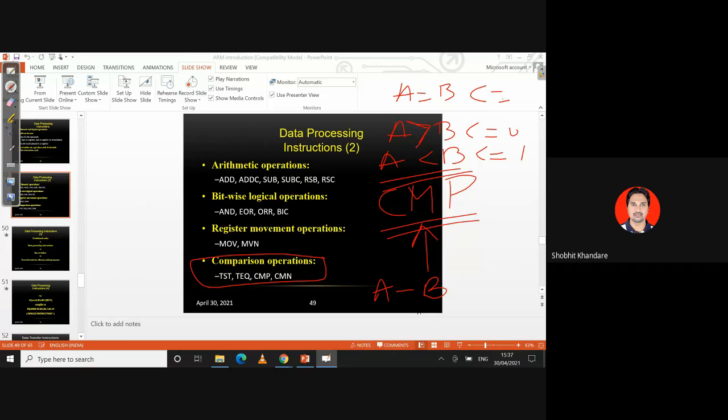A is greater than B, that means there will be no borrow. That means your carry flag will be 0. If A is less than B, then the borrow will be generated. That time your carry flag will be 1. And what is the case when A is equal to B? Your carry flag will also be 0.